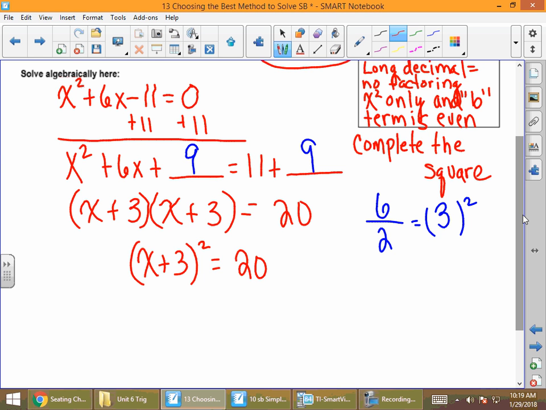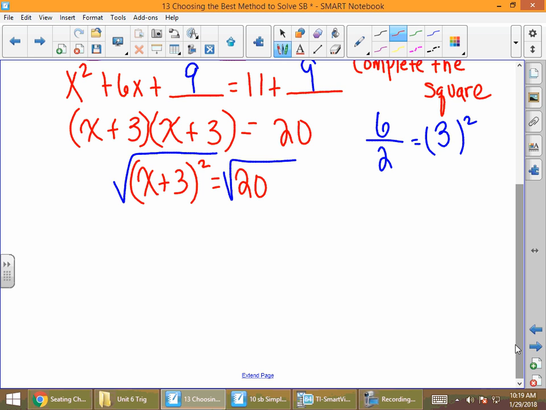And to undo squaring, we're going to take the square root. Square rooting and squaring cancel each other out. So we're left with x plus 3 equals plus or minus the square root of 20. But then the question becomes, can we simplify the square root of 20? And our answer is yes.